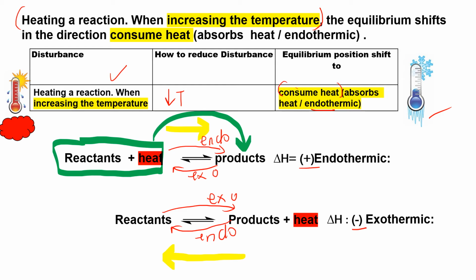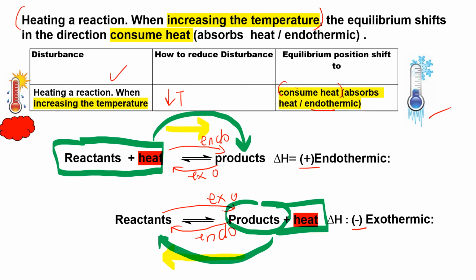Okay, second one is the product. The product will absorb the heat from the surrounding, so produce the reactant. So that's why the heat will decrease, temperature decrease. So conclusion, for increased temperature disturbance, you might decrease the temperature by shift to the endothermic process.